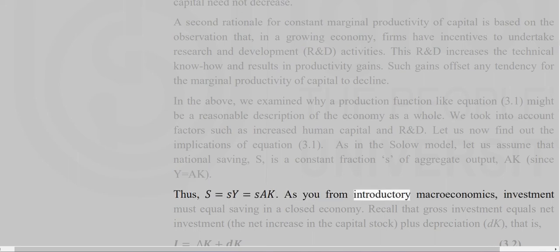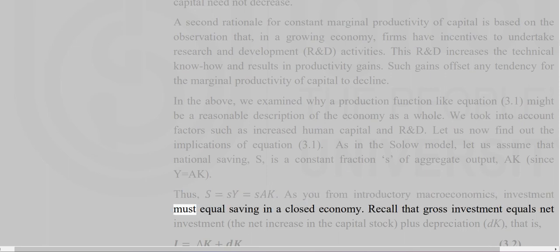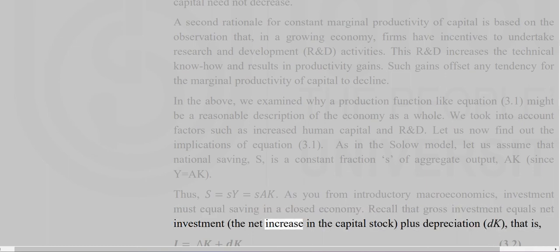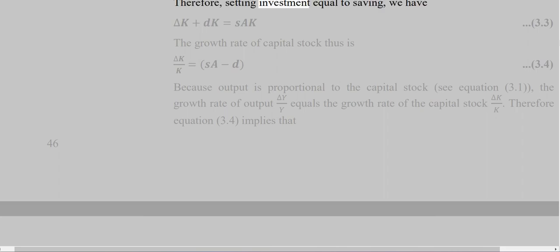As you know from introductory macroeconomics, investment must equal saving in a closed economy. Recall that gross investment equals net investment, the net increase in the capital stock, plus depreciation, that is, I = ΔK + δK (3.2). Therefore, setting investment equal to saving, we have ΔK + δK = sAK (3.3). The growth rate of the capital stock thus is ΔK/K = sA − δ (3.4).